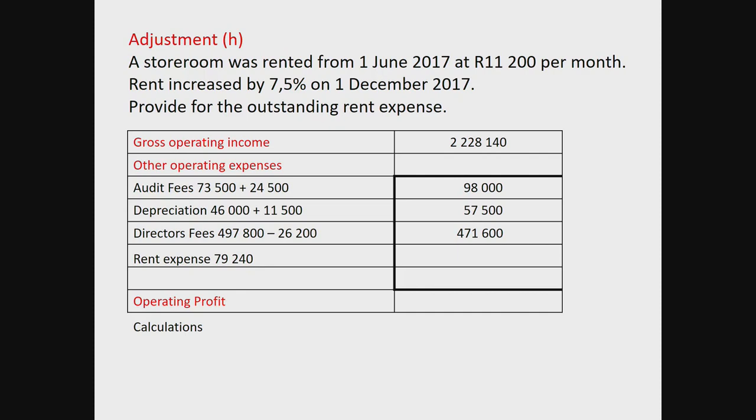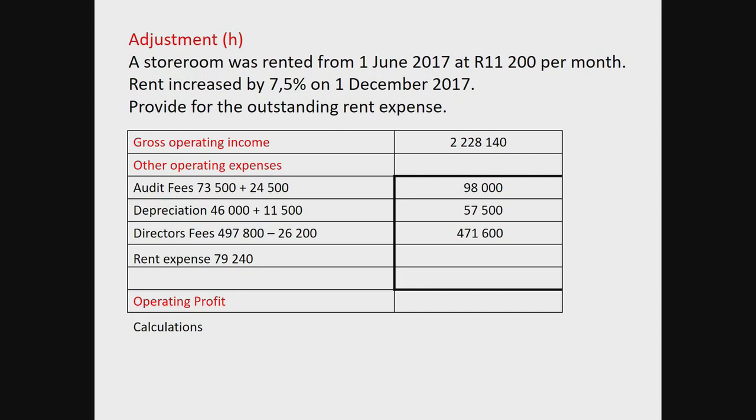So the adjustment is saying that a storeroom was rented out from the 1st of June 2017 at 11,200 per month. Then on the 1st of December, the rent increased, meaning that the rent will now be 7.5% more from December onwards. The adjustment says provide for the outstanding rent. The adjustment doesn't tell me how many months is outstanding. Okay?